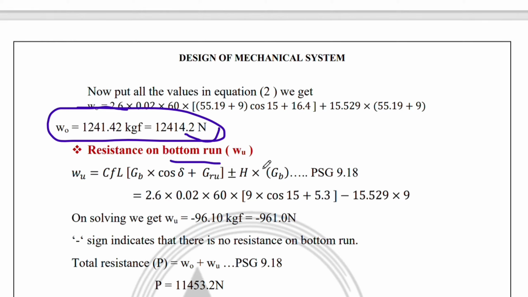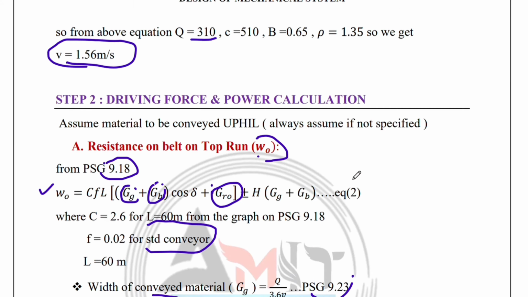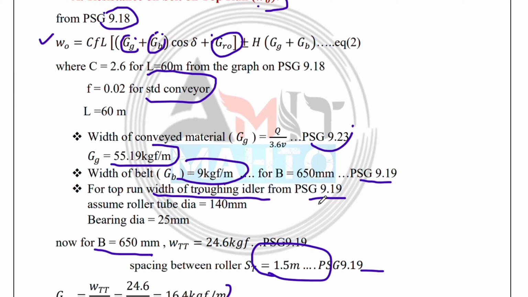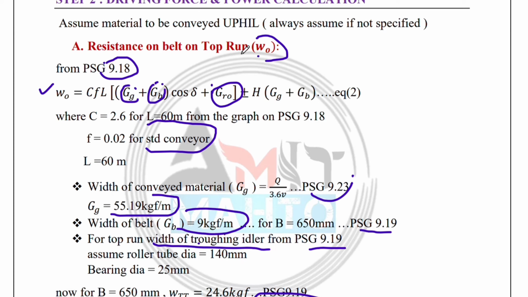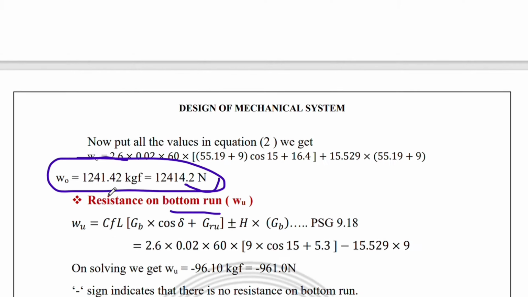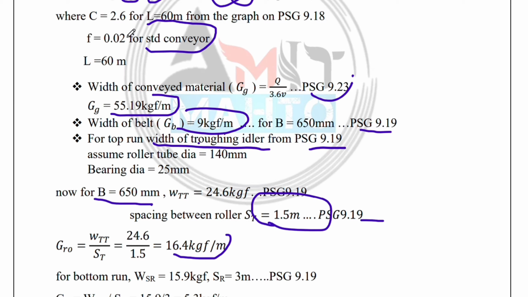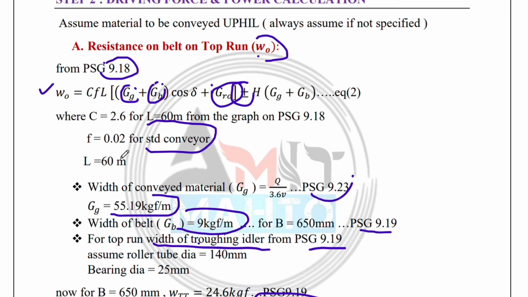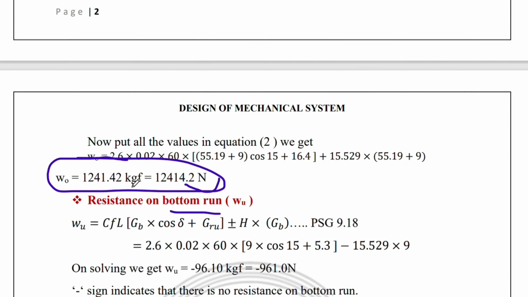Okay, so for bottom run we denote as WU. So WU, this formula also you will get on data book page number 9.18. Below this formula, only that formula also there. And remember, on the top run, this plus minus, on top run keep this as positive, and at the bottom run keep as negative. Okay, so here C value we got, which will be 2.6 itself, and F value 0.02, and L value 60 meter.